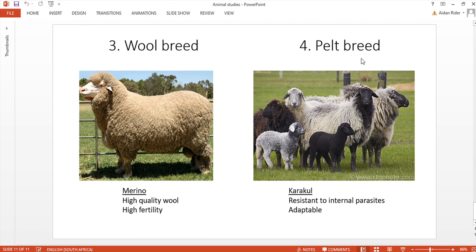So the pelt breed, and the only example really, is the Karakul. The Karakul is actually from, let's just check again, it's actually from Central Asia, and is named after the place it was actually bred in, Karakul. The town's name is Karakul. You can see they actually don't look like they have wool, it looks more like hair. That's actually what makes them more distinctive, and they are actually born black, and then eventually their wool becomes white. And sometimes they can have black faces as well. So they are highly resistant to internal parasites, which is good, so we don't always have to dose them against parasites, and they are highly adaptable, so they can actually adapt to our Southern African climate.